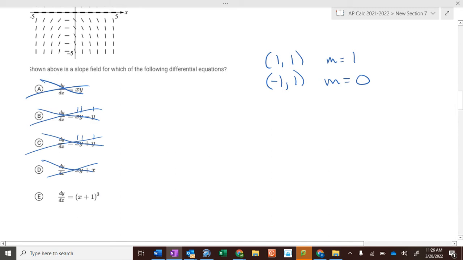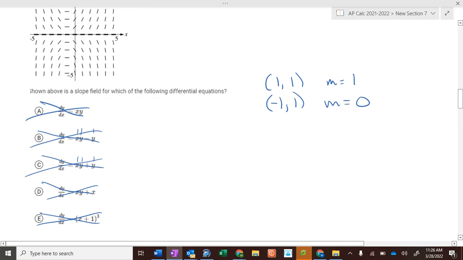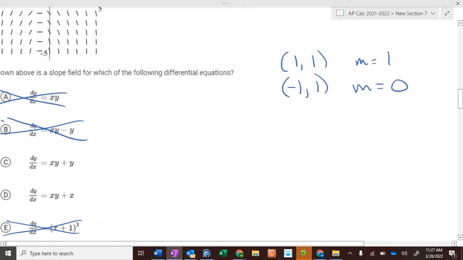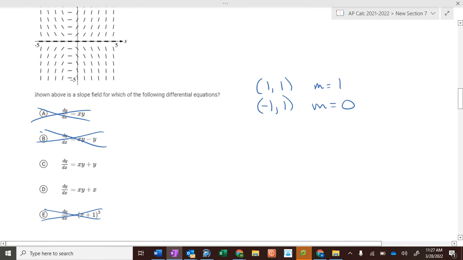1 cubed, or 1 plus 1, that's like 8. All right, so we've got to go back. So 1 minus 1, 1, 1, that should be a 0 slope at 1, 1. So that one doesn't work. This could be like a slope of 2. We just guessed that it was 1, but that could be like a slope of 2 there.